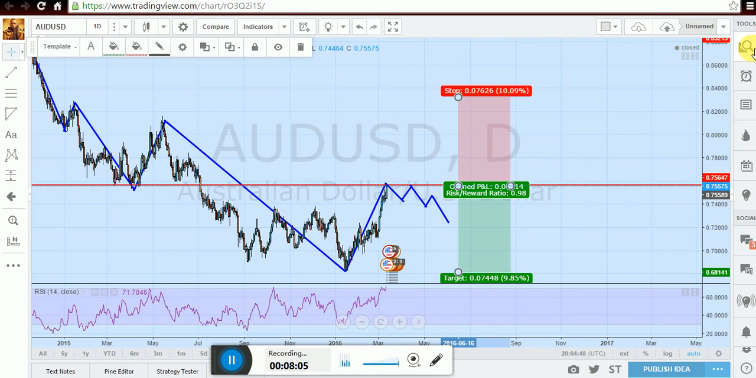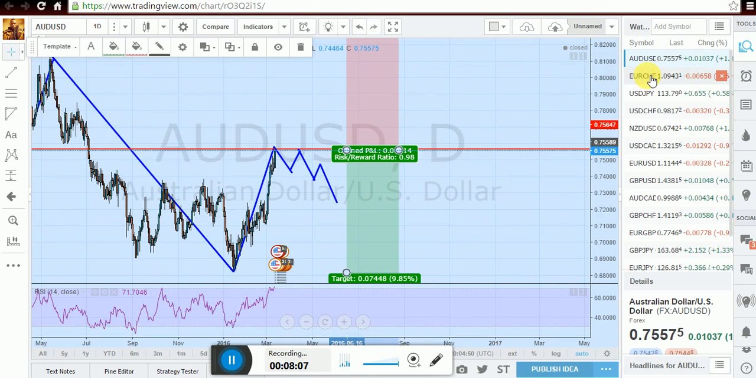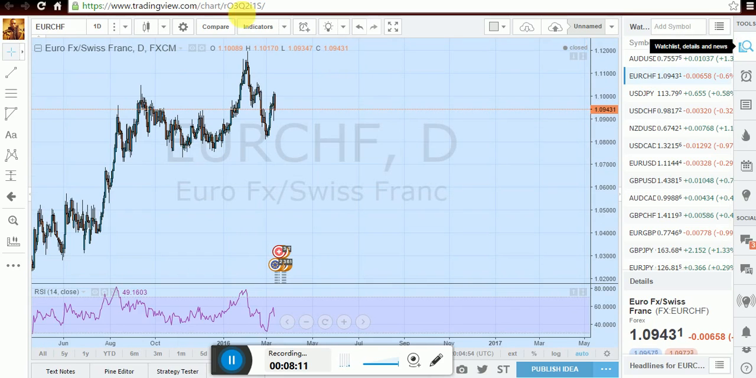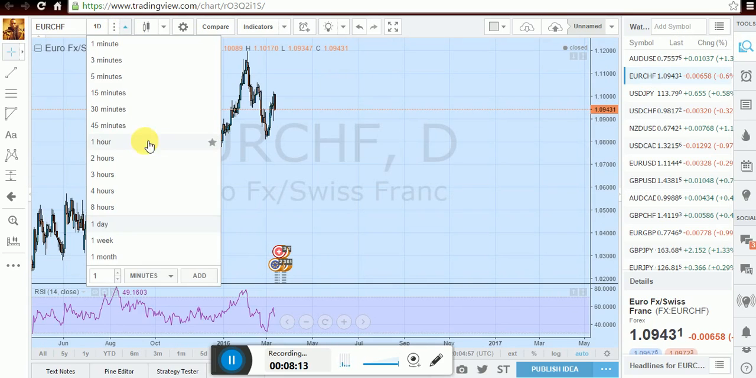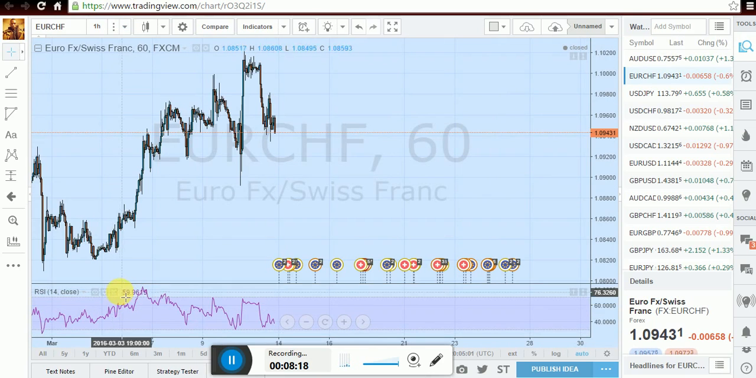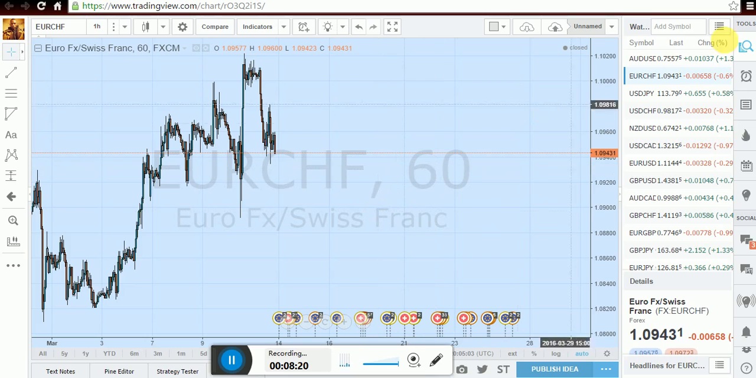So anyway, moving on to the next trade I want to talk about. The next currency pair I want to analyze is the euro against the Swiss franc, and I'm actually going to put this on the 1 hour time frame because it's just a trading opportunity that you guys might be interested in once the market opens.